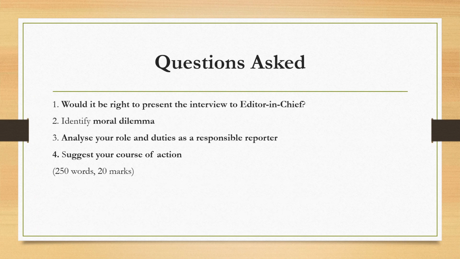So the questions asked are 4. Would it be right to present the interview to the editor-in-chief? Identify moral dilemma. Analyze your role and duties as a responsible reporter and suggest your course of action. There are 4 questions asked and the question is of 20 marks. So you should try to have 5 points each in each of these 4 questions. However, if you're not able to get 5 points, it's okay. You don't have to have 5 points. It's just an indicative number. If there's nothing to write, you can skip. You can maybe write 3 points or 4 points, right?